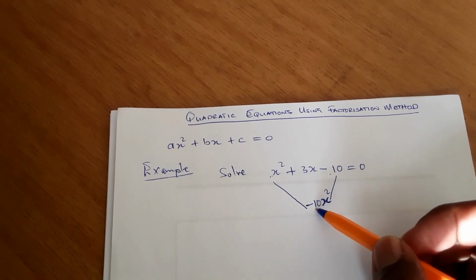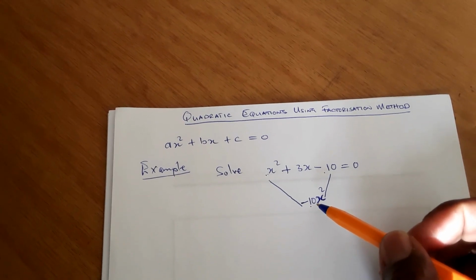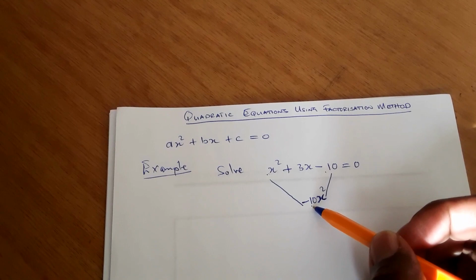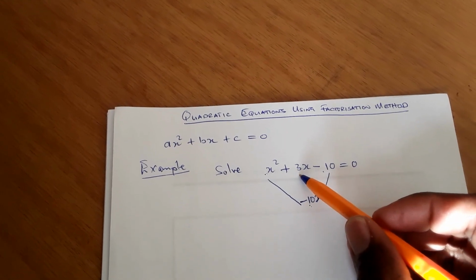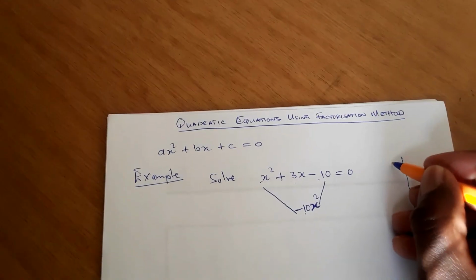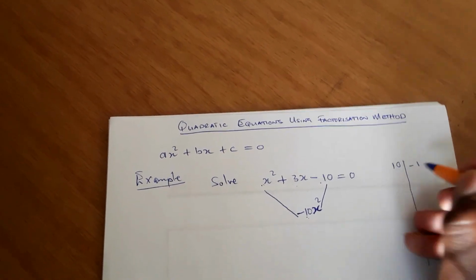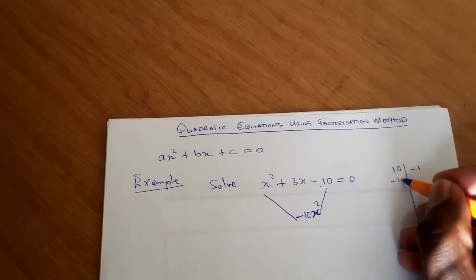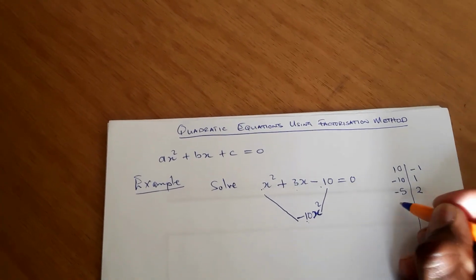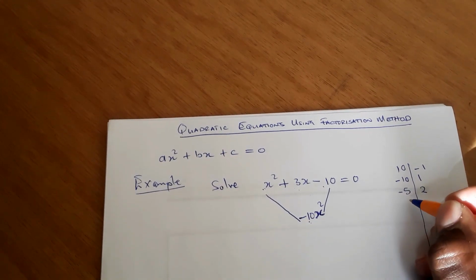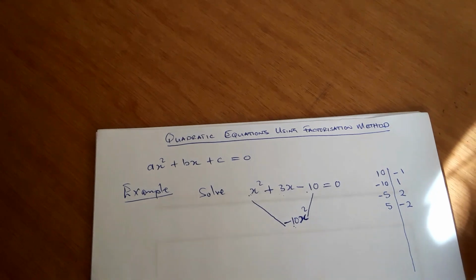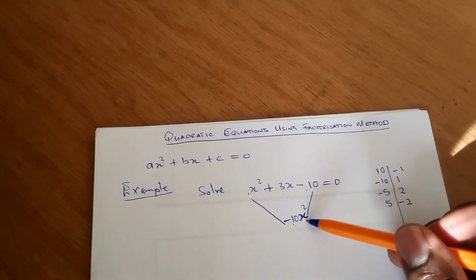So what you need to do now is to find the factors which, when you multiply those factors, you get minus 10, but when you add, you get 3. So let's just list the factors of minus 10. We have 10 times minus 1, we have minus 10 times 1, we have minus 5 times 2, we have 5 times minus 2. Those are the factors that can give us minus 10, right?